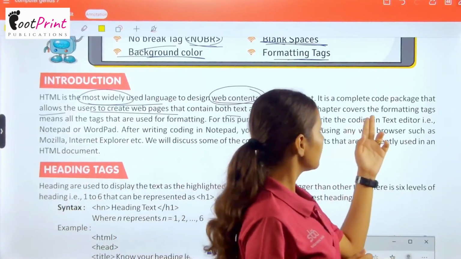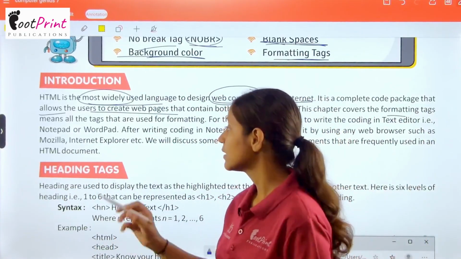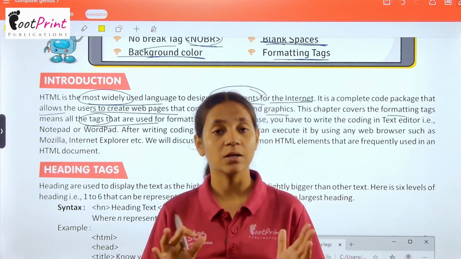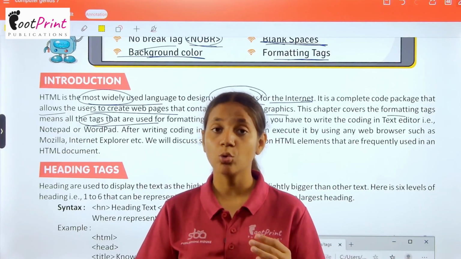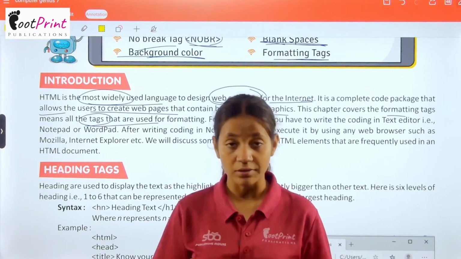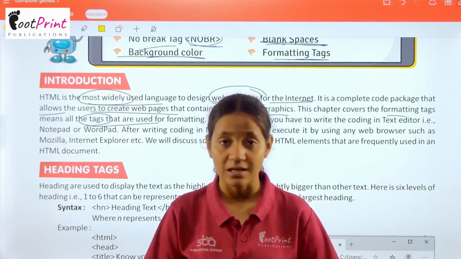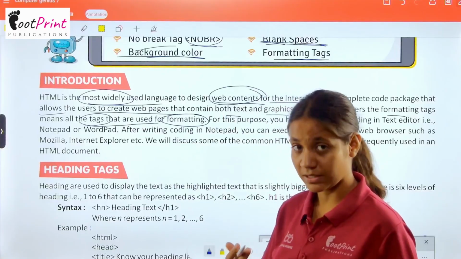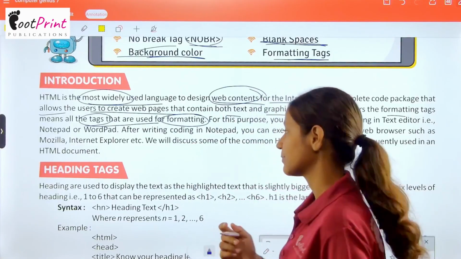Now this chapter covers the formatting tags, means all the tags that are used for formatting. इस चैप्टर में हम सारे उन टैग्स के बारे में पढ़ेंगे जो कि फॉर्मेटिंग, दैट इज एडिटिंग, ऑल्टरिंग, ओके, जस्ट टू मेक अट्रैक्टिव. ओके, सो उनके बारे में सारे टूल्स पढ़ेंगे, सारे टैग्स पढ़ेंगे. हियर देयर आर नॉट टूल्स, देयर आर टैग्स.